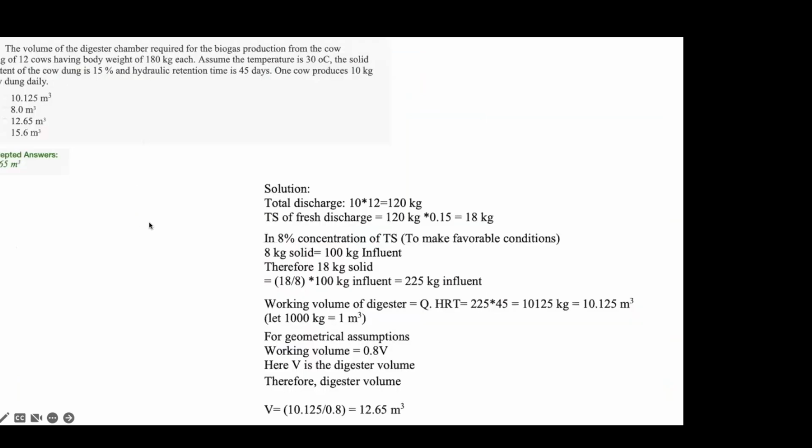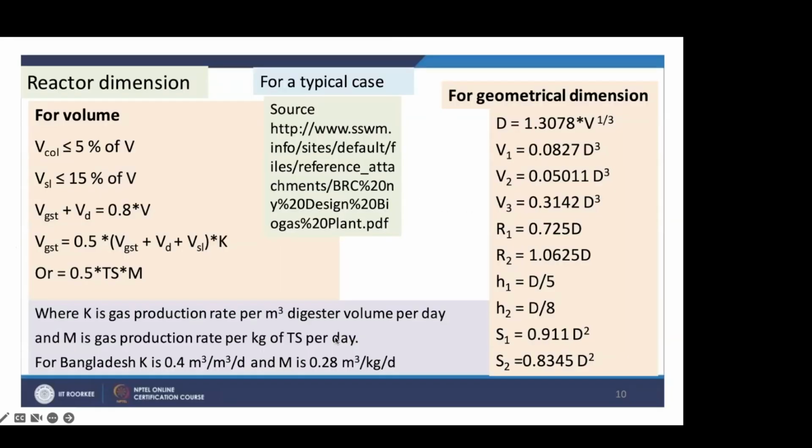So for such types of questions, there were two assumptions you need to know. First, that 8% is the operational condition for these types of anaerobic digestion processes. And second, these relations: how the volume is related to the total volume, and how the diameter is related to the total volume. All these relations you need to know for solving such questions. There is no shortcut, I'm sorry to say.